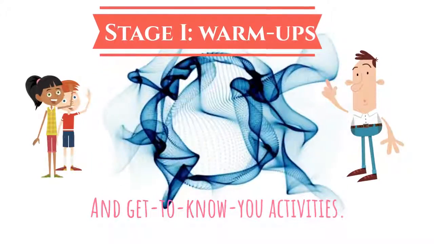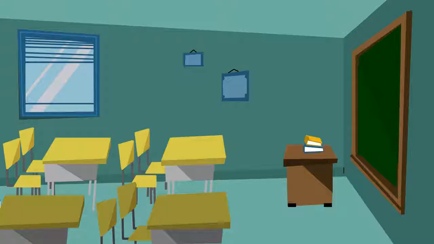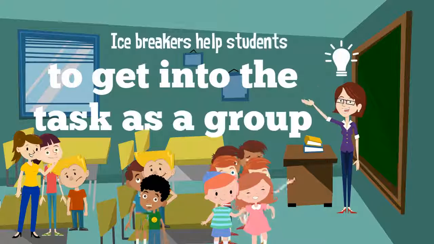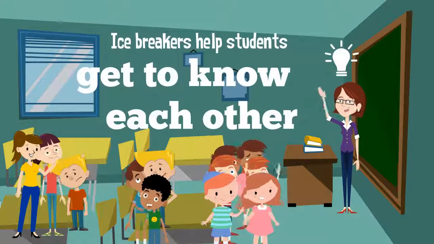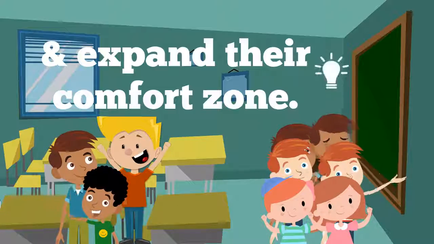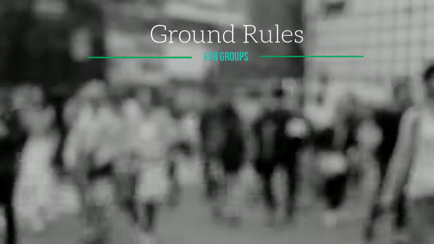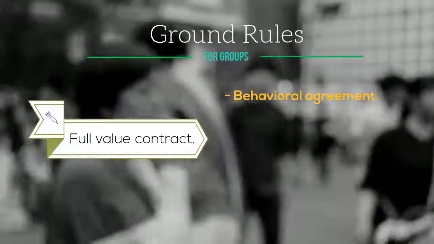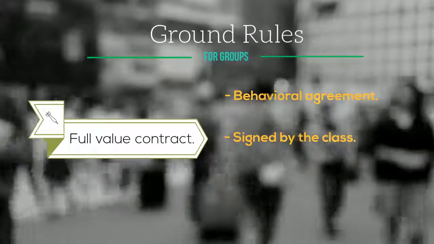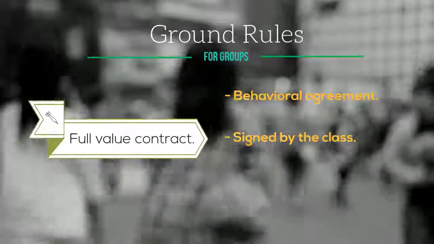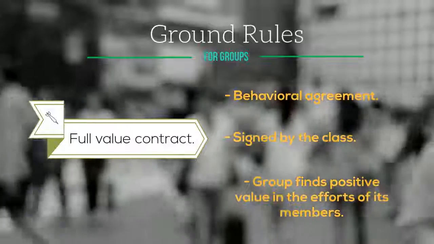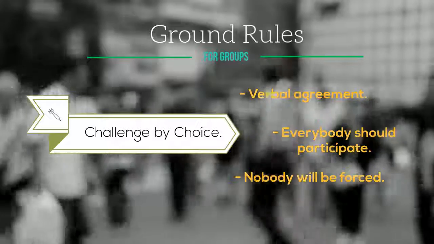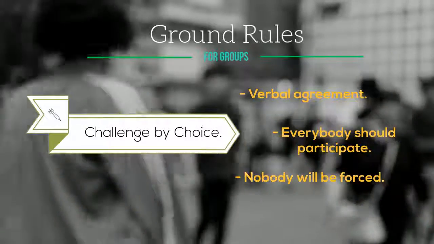Stage 1. Warm-ups and get-to-know-you activities. Here, we help our students to prepare themselves to get into the task as a group, helping the students to get to know each other and expand their comfort zone. A couple of ground rules to share with your group are: full value contract. It is a behavioral agreement among the group. It consists of signing an agreement as a class whereby the group agrees to find positive value in the efforts of its members. And challenge by choice. You make it clear that everybody is expected to participate, but no one is forced.